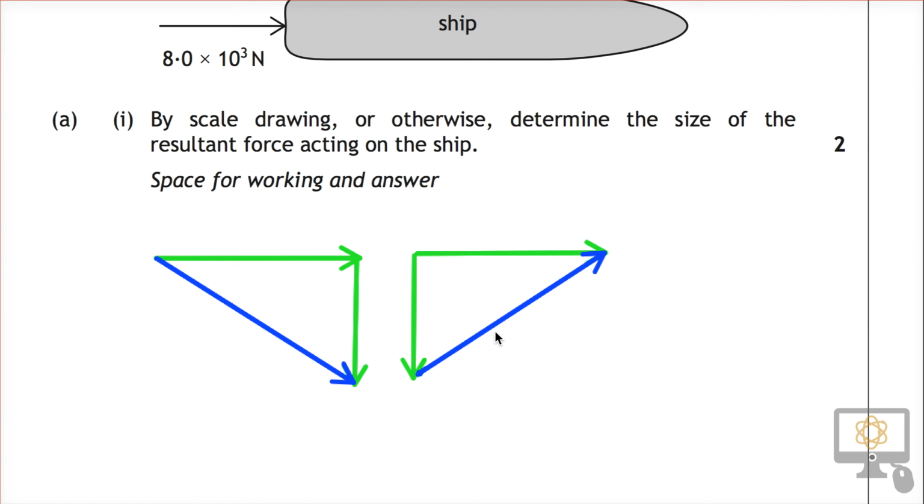And so if you do that, that's a complete mistake, it's an error. And even if you were to go on to correctly measure the value of the resultant force, you would only get a maximum of 1 mark for that. So it's very important when you draw vector diagrams that you make sure you draw them tip to tail.